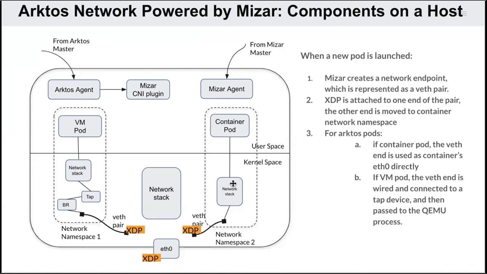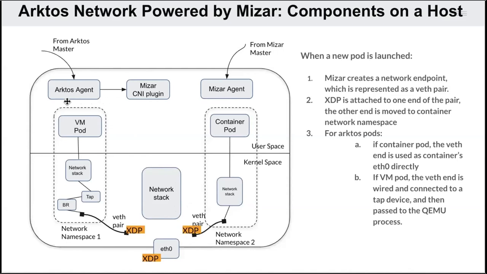What the agent will create is a veth pair and attach the XDP program, the transit agent, on one end of this veth pair. Initially, this veth pair is created in the host network namespace, because at that time, the pod hasn't arrived on this host yet. It doesn't know which network namespace will be assigned to that pod.